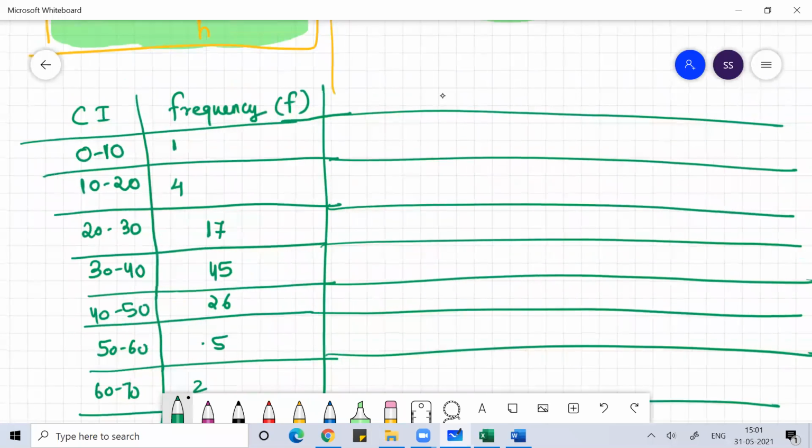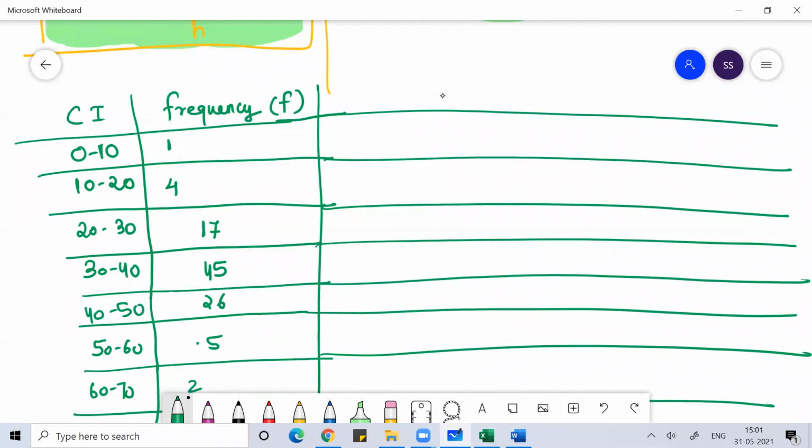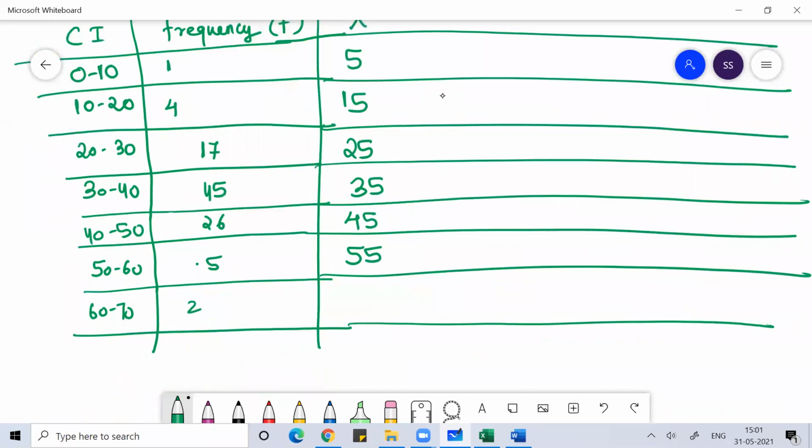Now assume I want to use the assumed mean method. So I find x: 5, 15, 25, 35, 45, 55, 65. You understand, right? Out of these x values, any value you can call the assumed mean. Normally, I always take the smallest value as the assumed mean. I told you.